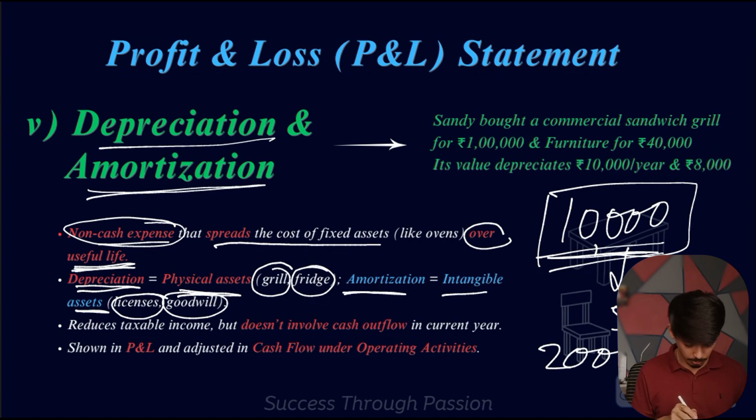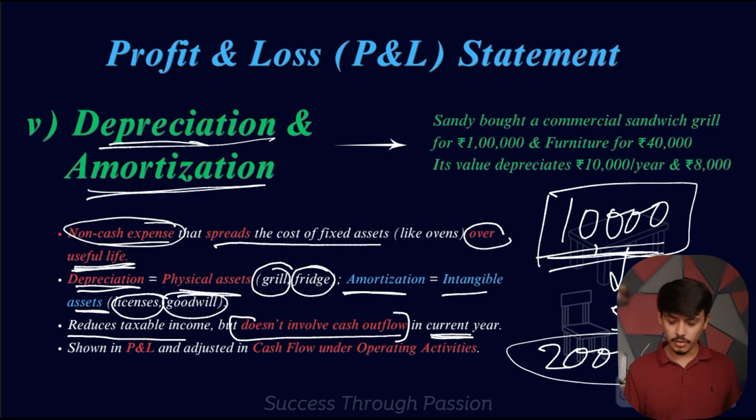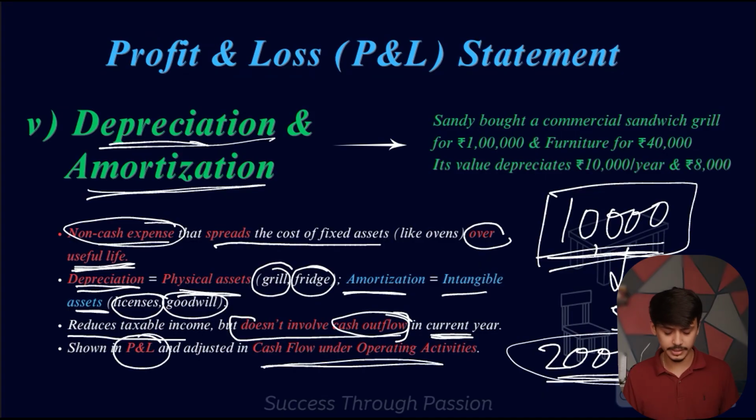For now, let's move on to the third point, which is that depreciation reduces taxable income but doesn't involve cash outflow in the current year. As we mentioned in the example, this 2,000 will be incurred as depreciation in the P&L statement, but this 2,000 has not been incurred on an actual basis. So this is a non-cash expense and it does not reflect a cash outflow for the current year. Depreciation is shown in the P&L and adjusted in cash flow under operating activities. After operating expense, all the non-operating expenses are mentioned and depreciation is one of the line items there. When you create a cash flow statement, at that time also you take depreciation into consideration. We will understand that when we create the cash flow statement entirely.